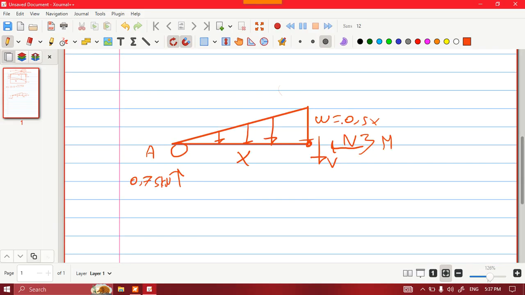So first of all, I'm going to convert the W equals 0.5X into a point load, okay? 0.5X times X over 2, right? I'm going to get 0.25X squared. This is the load. If I take summation of the forces in the Y direction to be 0, the shear force will be 0, so I will not include it.